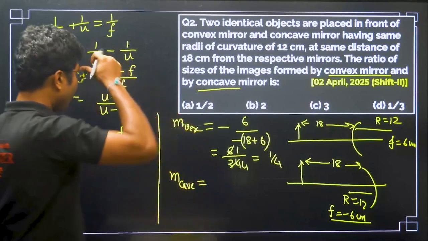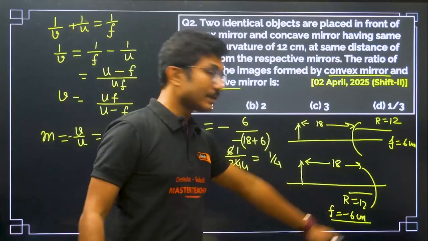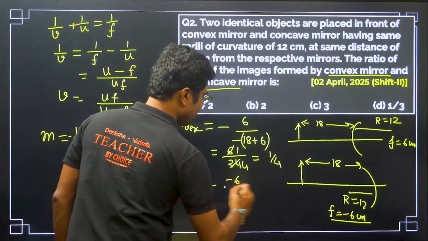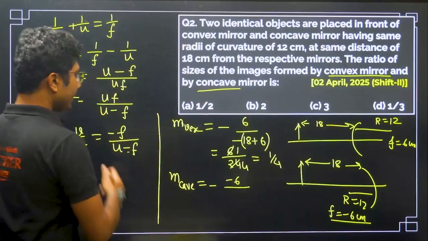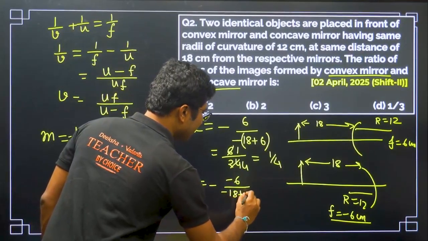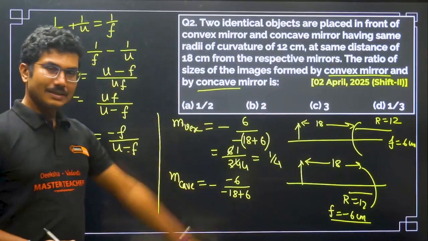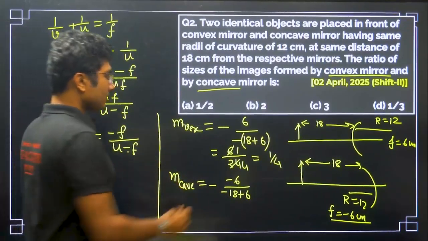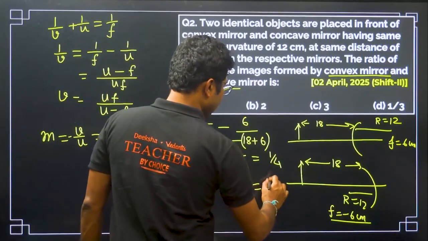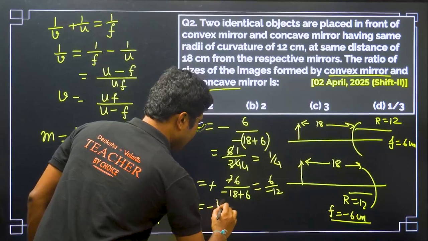What we will do, we will put the values again. Now in this case f is negative, minus 6, so we will put the value minus 6 divided by u, which is again minus 18, but in this case it will be plus. So plus 6 minus 18, so this minus and this minus will cancel. You get 6 by minus 12, or minus half.